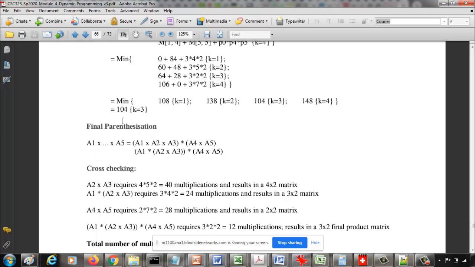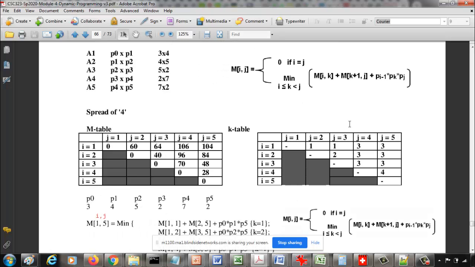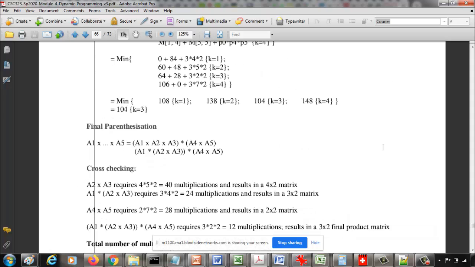Now how to split this chain into subchains? It says here the corresponding k table for i equals 1, j equals 5, the k is 3. So that means we split at 3. So A1, A2, A3, A4, A5 we split at k equals 3. So A1, A2, A3 is one subchain and A(k+1) to Aj is the other subchain. So this is Ai to Ak and the other subchain is A(k+1) to Aj, that is A4 and A5.